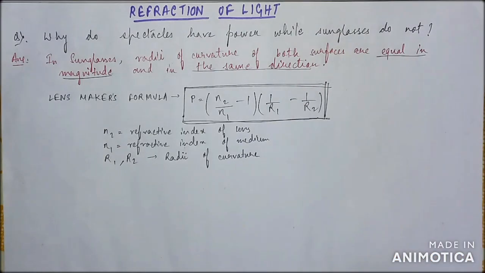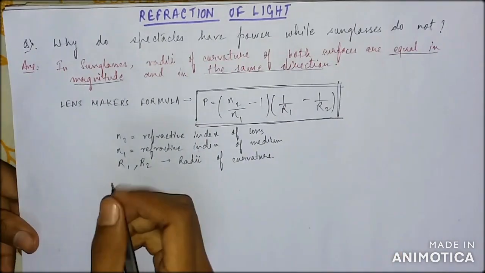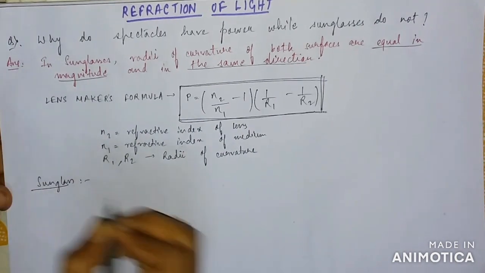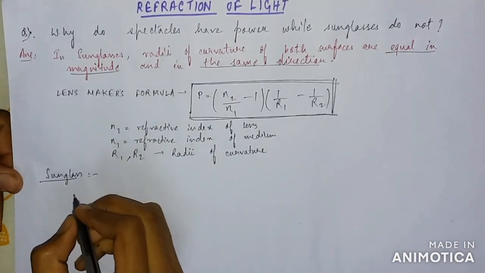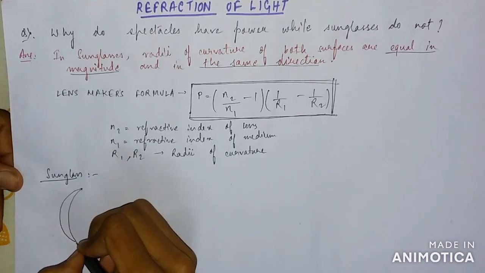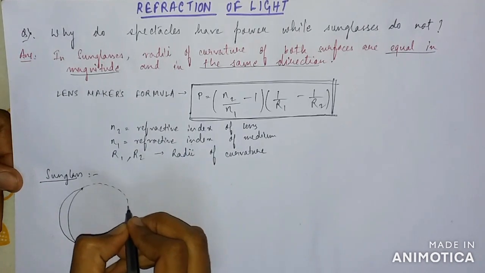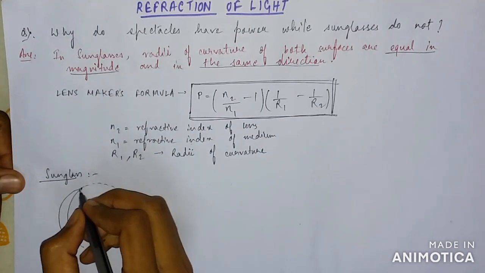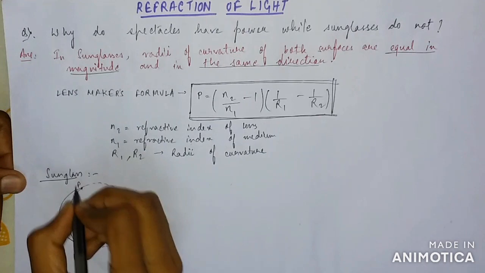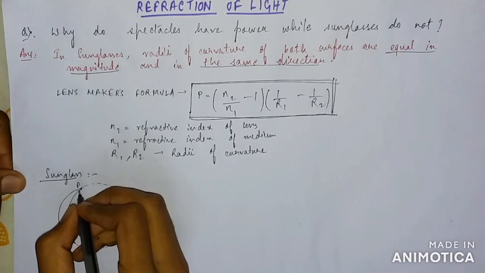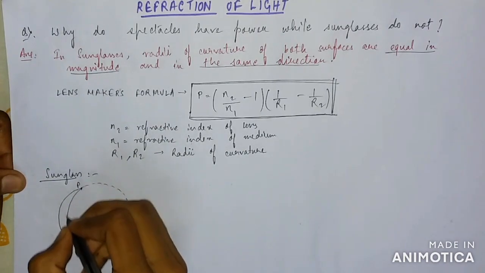Now let us see why in sunglasses we do not have power. Now for that we need to draw a diagram. So we'll draw a diagram first. So in sunglass the lens looks like something like this. I'm drawing a rough diagram. This is the lens. Okay, this one PQ is the lens. Okay, and this is the first surface of the lens, this is the second surface of the lens.